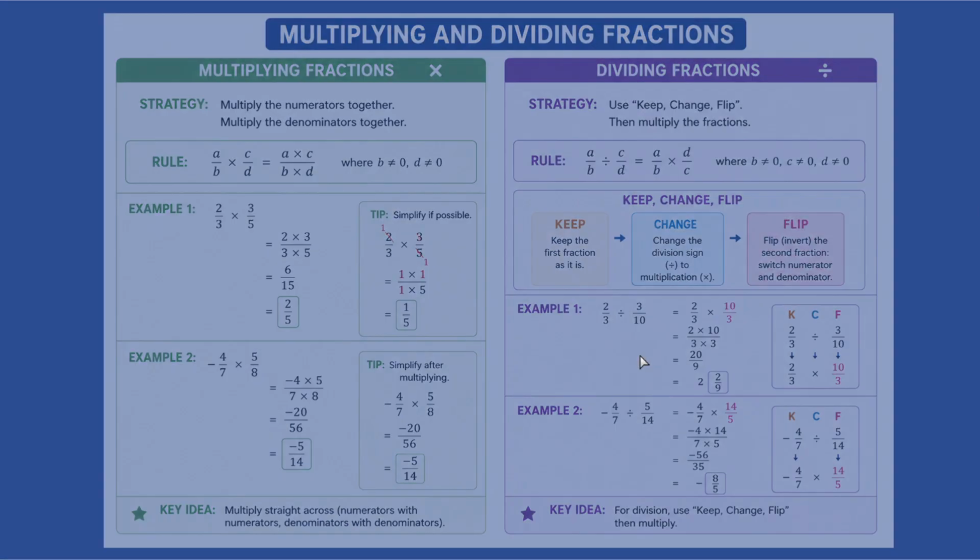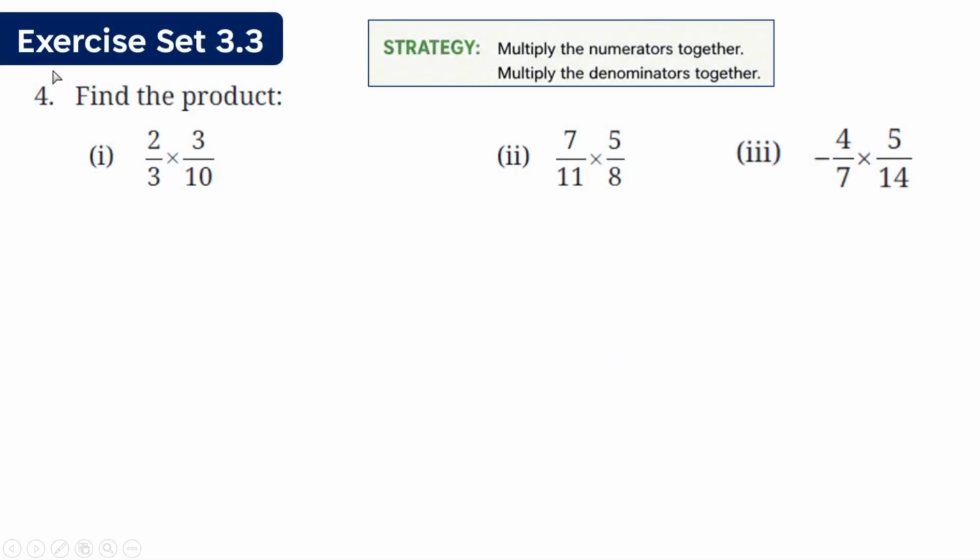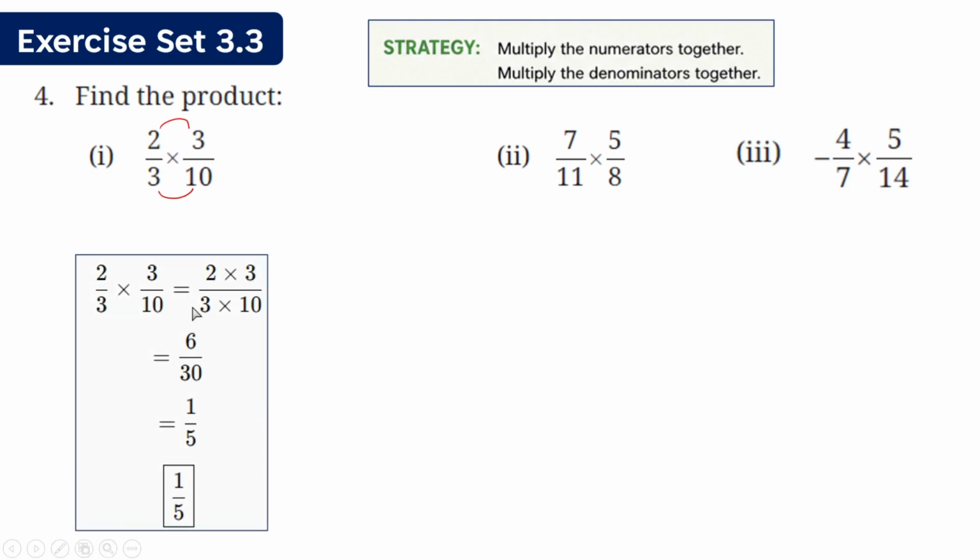Now let's discuss the next question, which is based on this strategy. Find the product. Product means multiplication. So we just multiply the numerators together, 2 times 3, and multiply the denominators together, 3 times 10. So 2 times 3 is 6 and 3 times 10 is 30. So the answer is 6 over 30. But it should be reduced. So you can divide this by the greatest common factor, which is 6. 6 divided by 6 is 1 and 30 divided by 6 is 5. So the answer is 1/5.